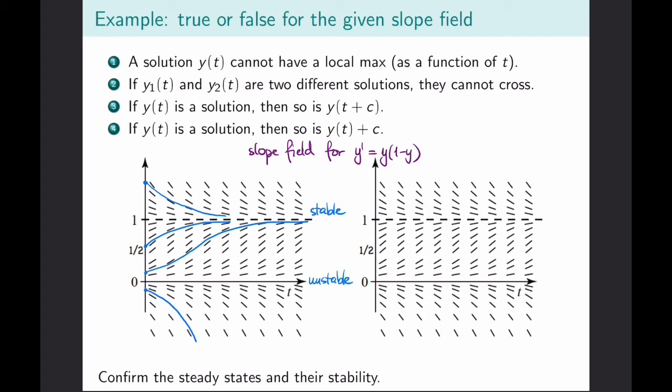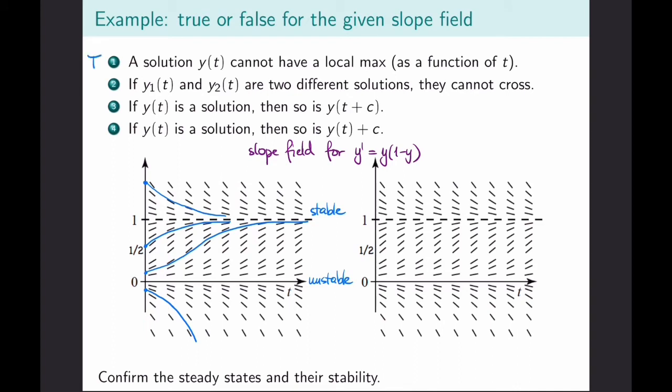So let's go back to the question here. A solution cannot have a local maximum. Well, it looks like I have drawn all the possible solution curves here, and indeed, none of them have a local maximum. None of them go up and then down again, forming a local peak at the top. So this appears to be true.